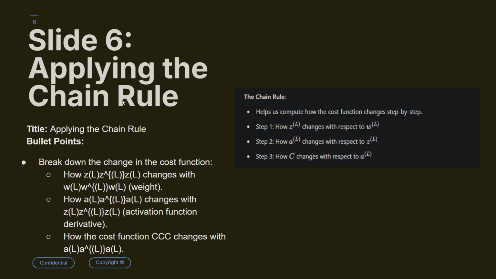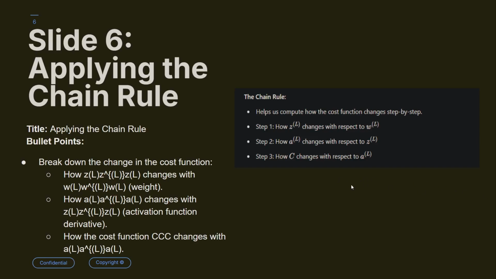By applying the chain rule, you can see that it helps compute how the cost function changes step by step. You can see in step 1 how Z^L changes with respect to W^L. Then we go straight to step 2, how A^L changes with respect to Z^L. And step 3, how C changes with respect to A^L.